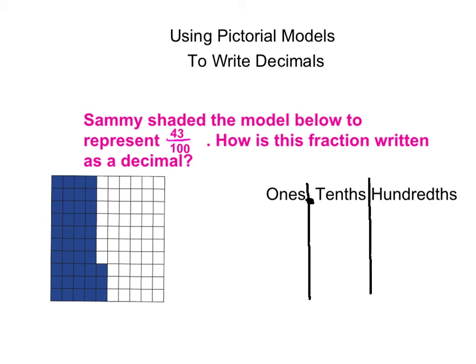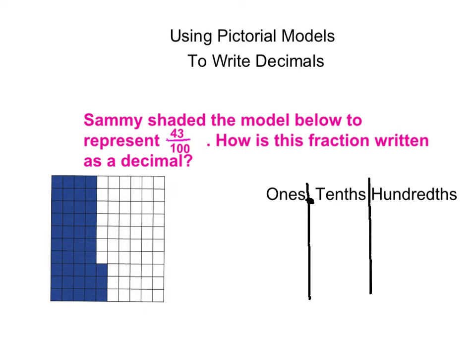Hi everyone, today we're going to be using pictorial models to write decimals. In other words, we're going to look at a picture, decide what the decimal is, and then write that decimal. Our problem is, Sammy shaded the model below to represent 43 hundredths. How is this fraction written as a decimal?